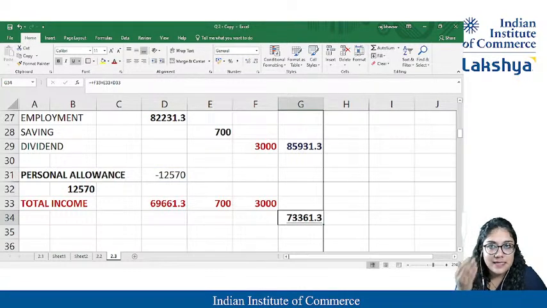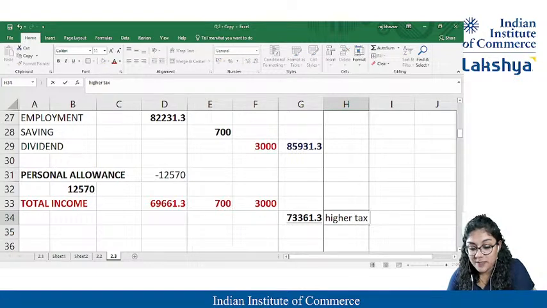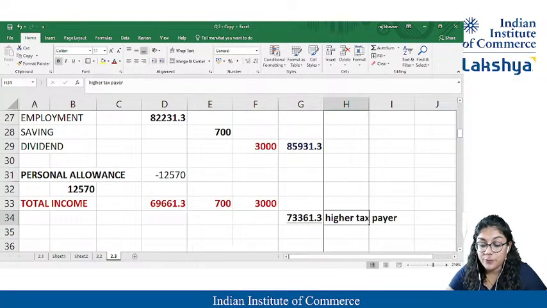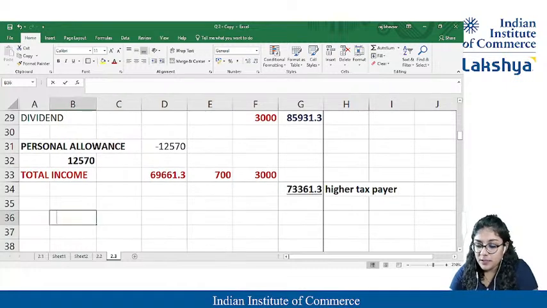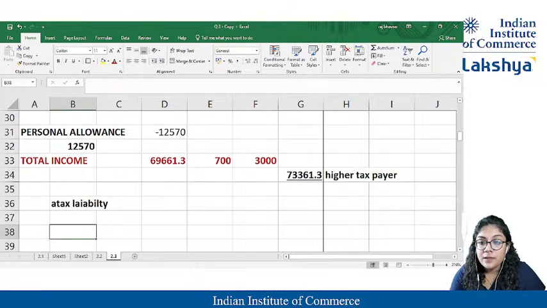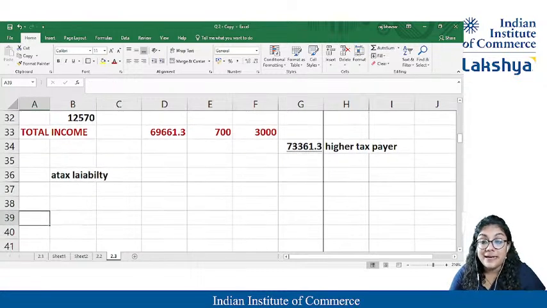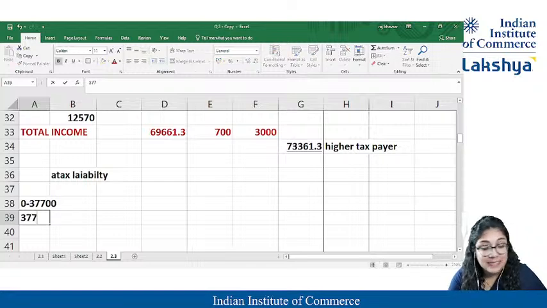Students, if I'm getting this as a net income, the total 73,361, we should get a clear-cut hint that yes, it's a higher taxpayer. So slab rates, we have to take care of base rates. So what is the slab, guys? If I'm talking about the tax liability, then we have to find out the bands, guys. It is 0, 2, 3, 7, 7, 0, and 3, 7, 7, 0. So maybe 1 is to 1,50,000.